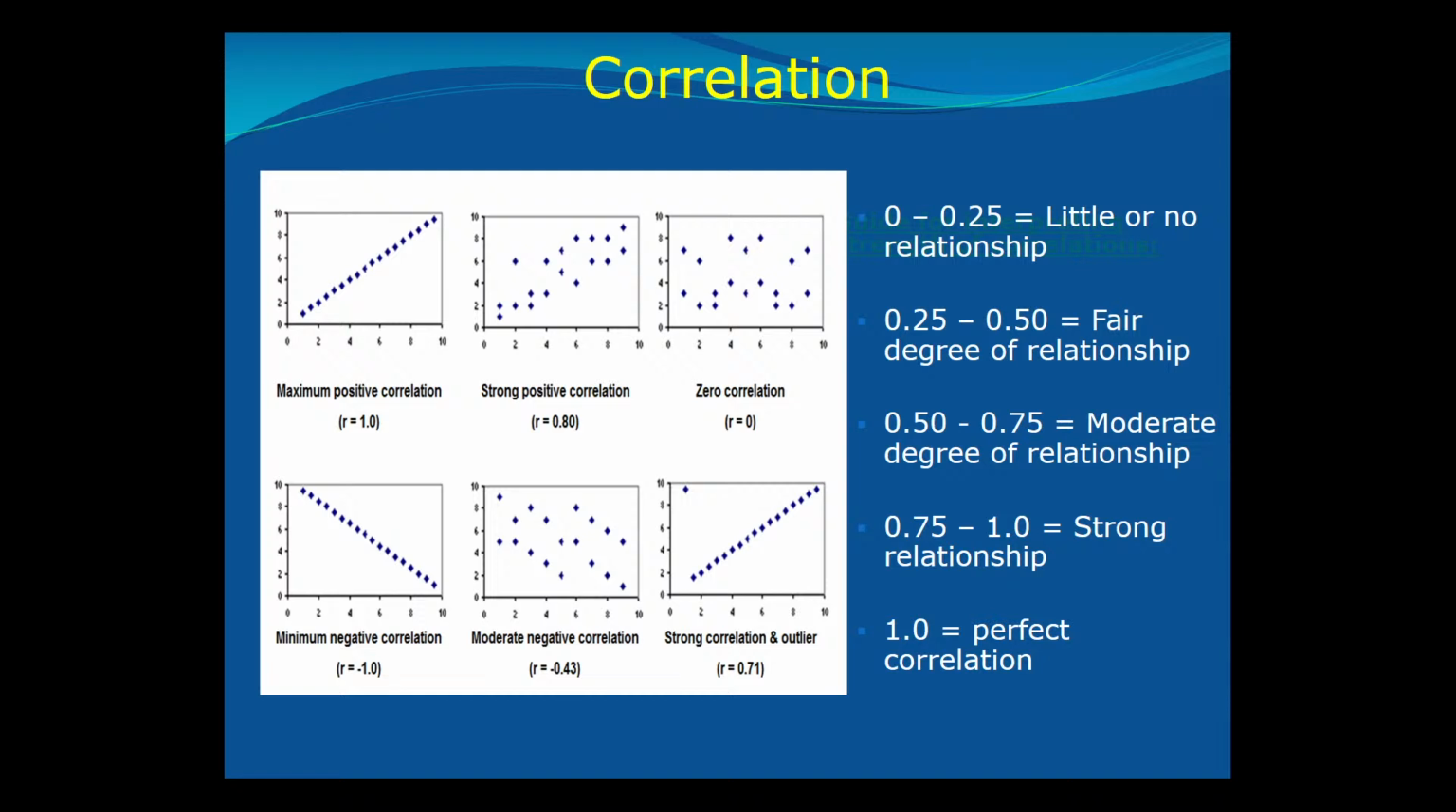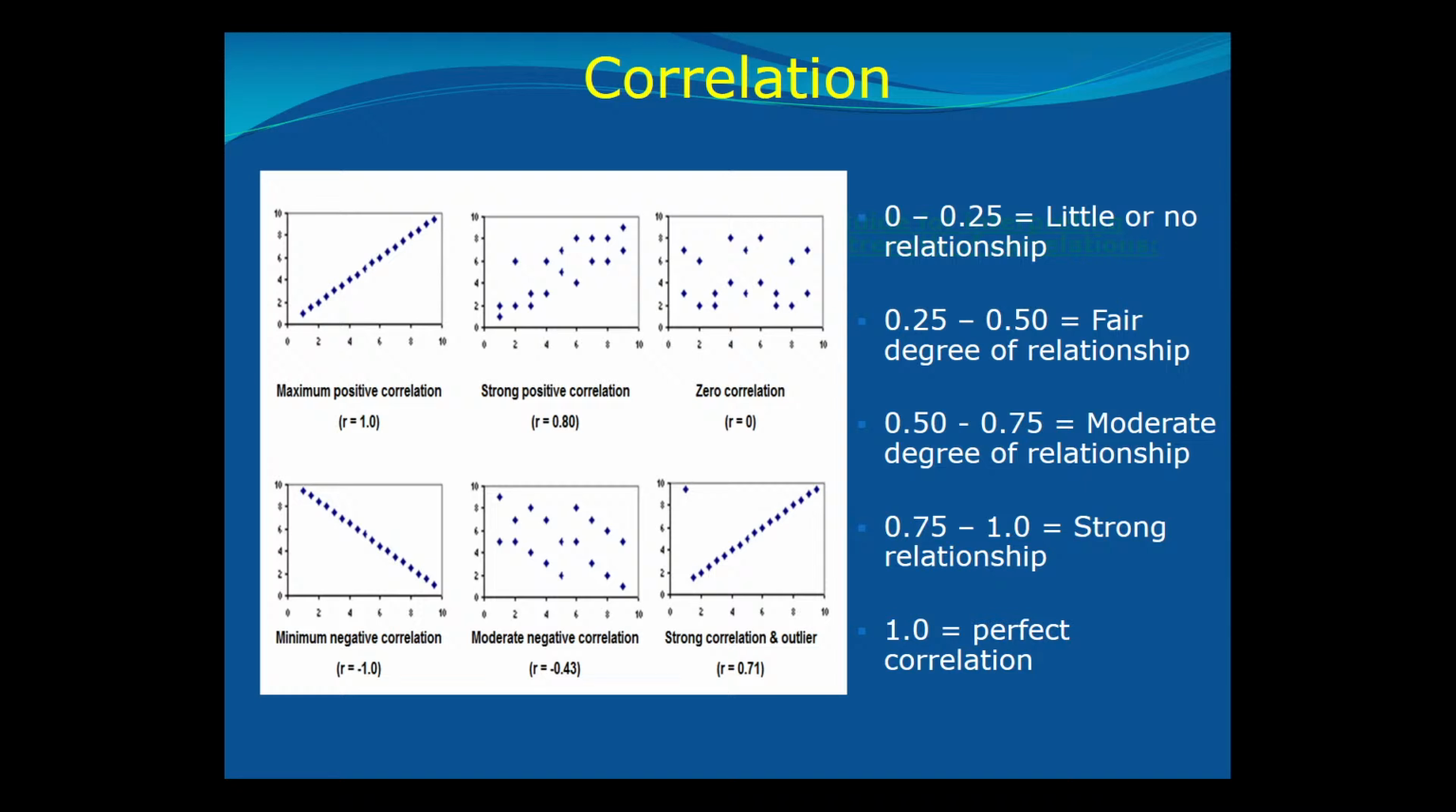You don't need to memorize the formula for the correlation coefficient because all the statistical applications calculate it. If the correlation coefficient varies from 0 to 0.25, we conclude there is little or no relationship, a lack of relationship. If it falls in the range 0.2 to 0.5, we conclude a fair degree of relationship, or weak relationship.